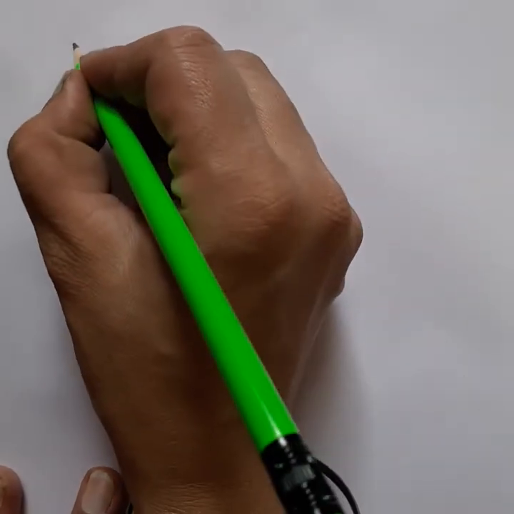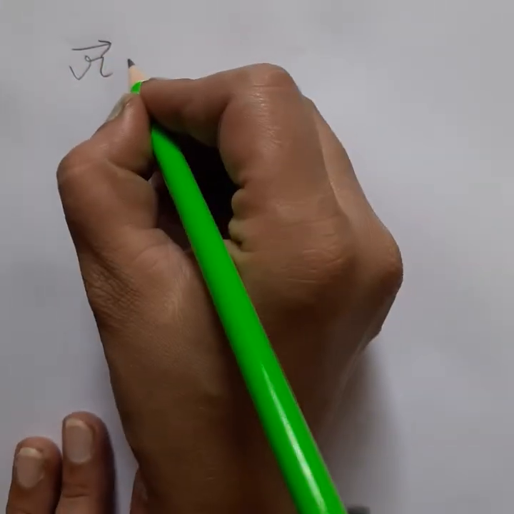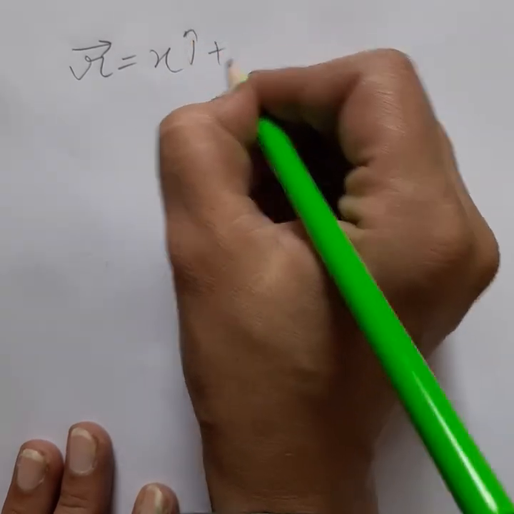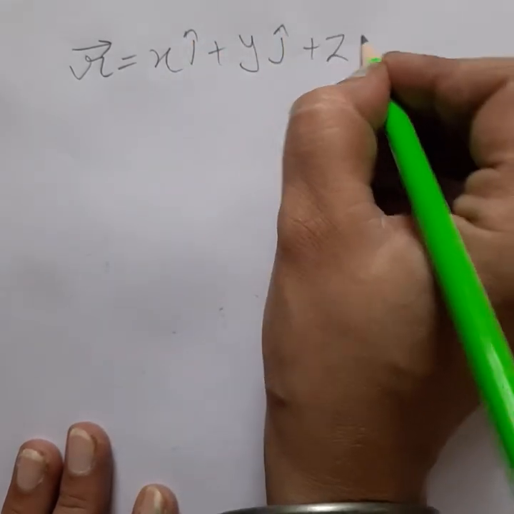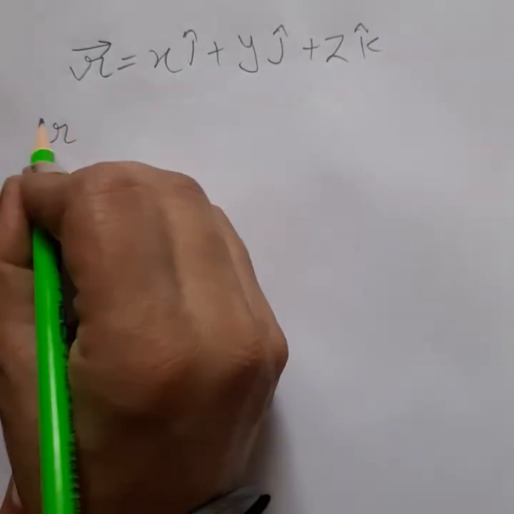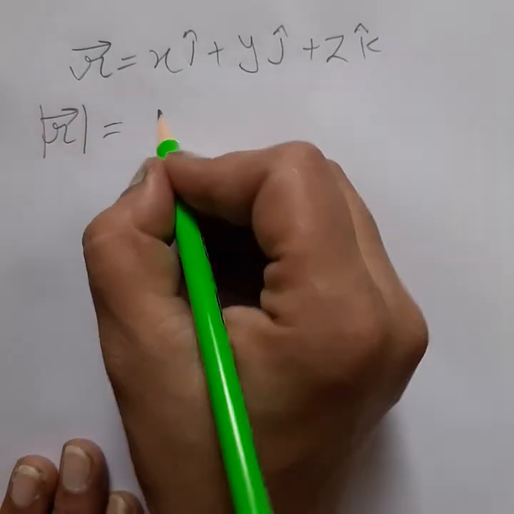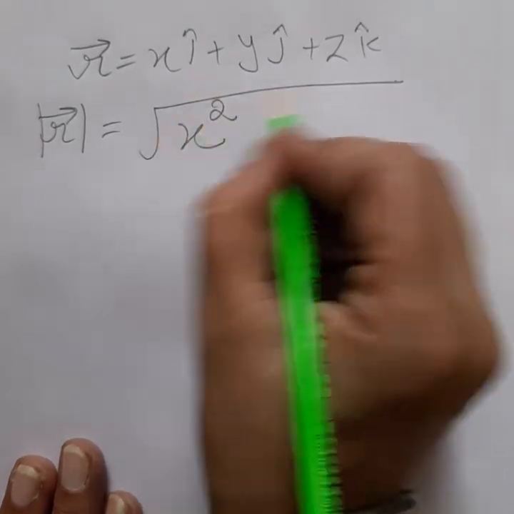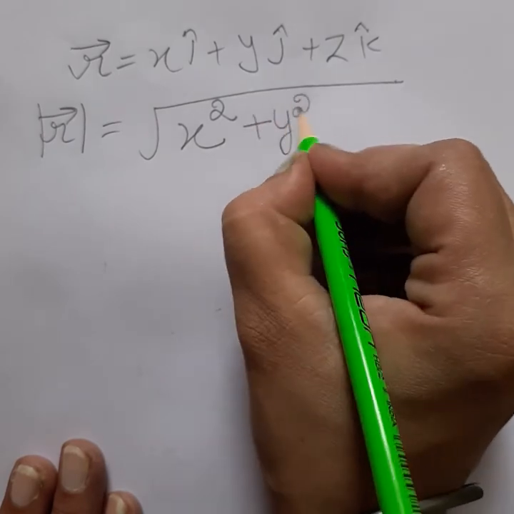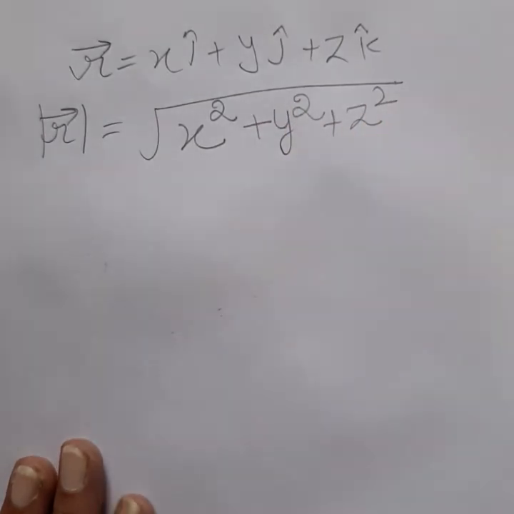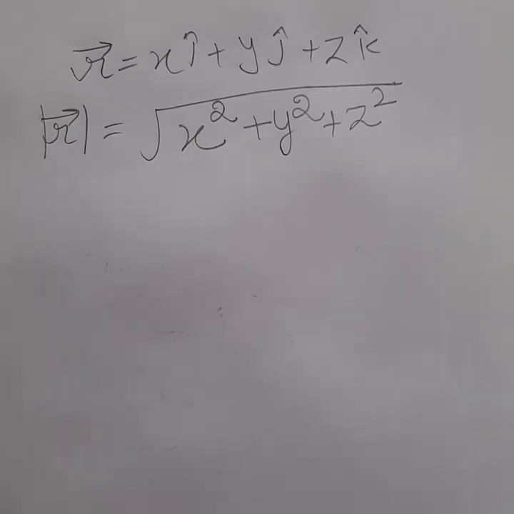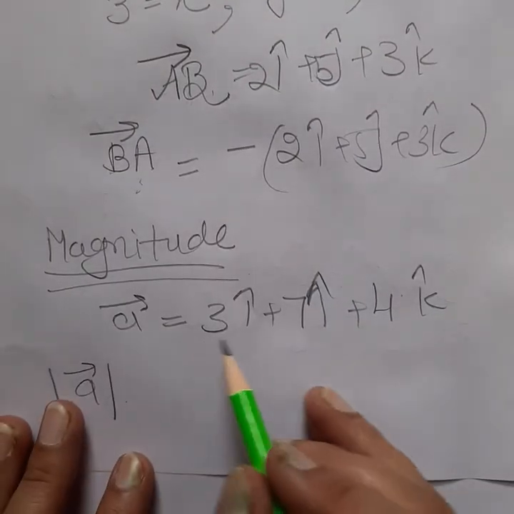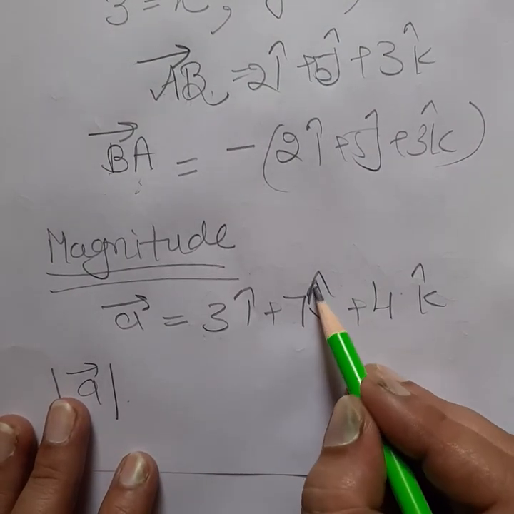So students, what is the magnitude of a vector? First of all, we should know the formula. Suppose you have the vector r equal to xi plus yj plus zk. Then if you want to find the length of this vector, you apply this formula: square root of x square plus y square plus z square. Now what is our question? To find the magnitude of this one, we have the question 3i plus 7j plus 4k.